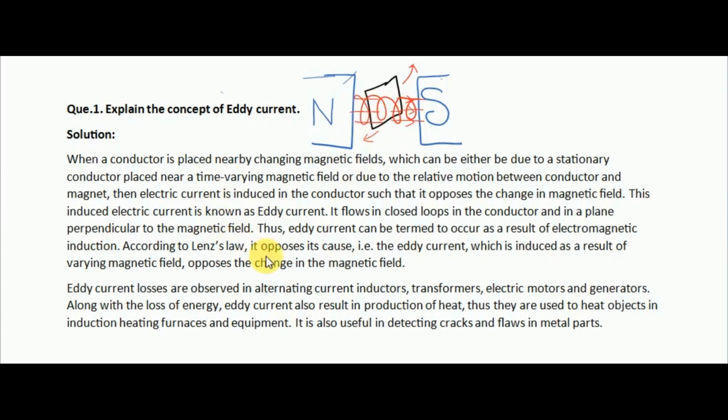So let's recap. Eddy currents are loops of electric current generated inside conductors when there is a changing magnetic field. They oppose the change that causes them, following Lenz's law, and they can lead to energy loss due to heating. But they are also incredibly useful in applications like detection of cracks.